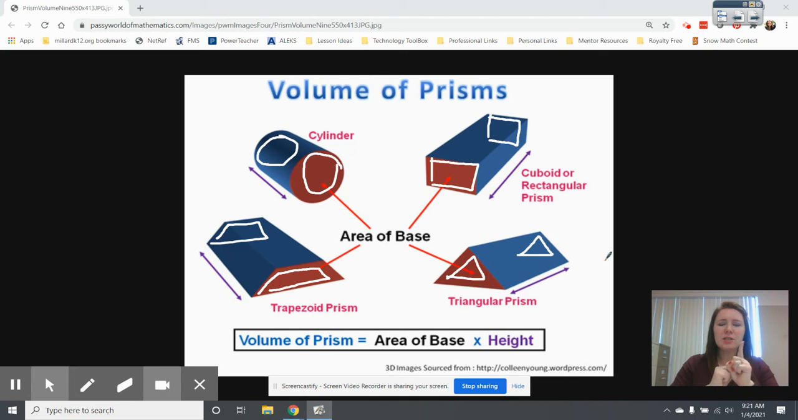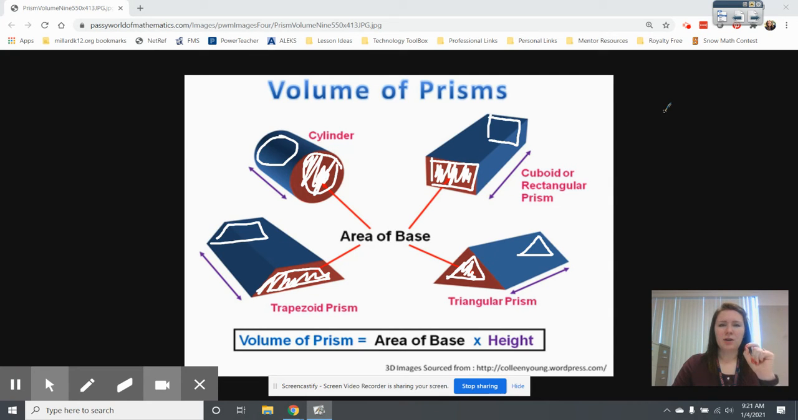Your first step is to find the area of that shape. So find the area of the circle. You only have to find one of the areas because these two are the same. Or the area of that rectangle. Or the area of the triangle. We don't actually do trapezoids, but if we did, same thing, just find the area of the trapezoid. So first you find the area of the base.